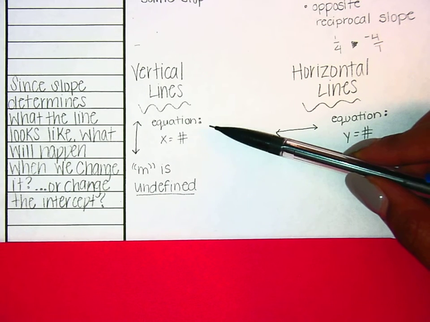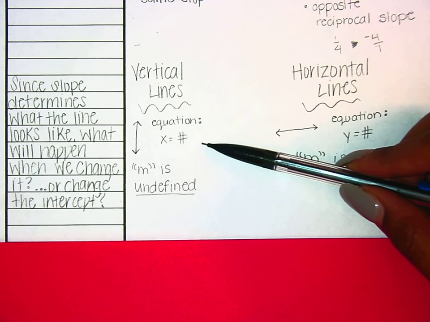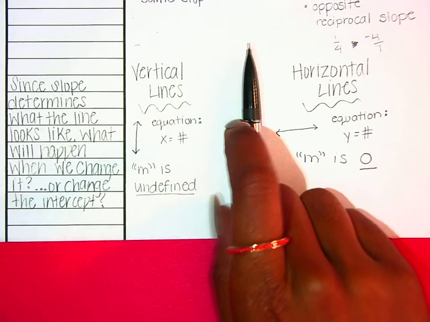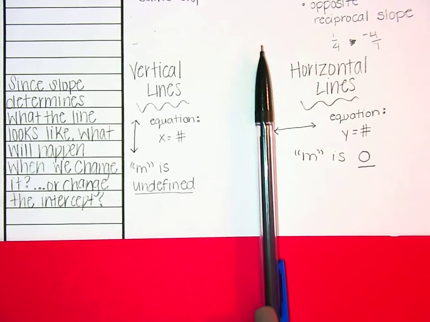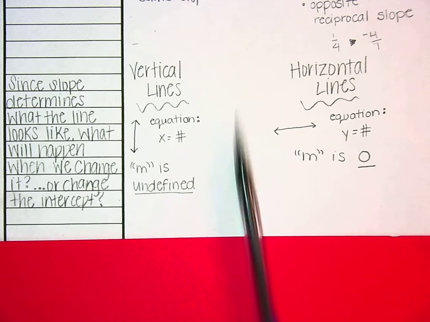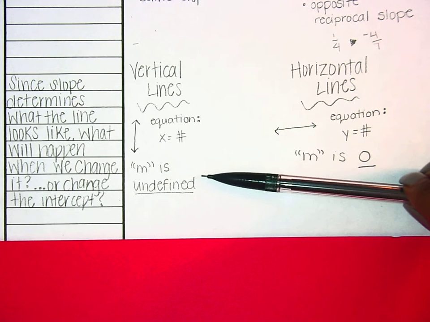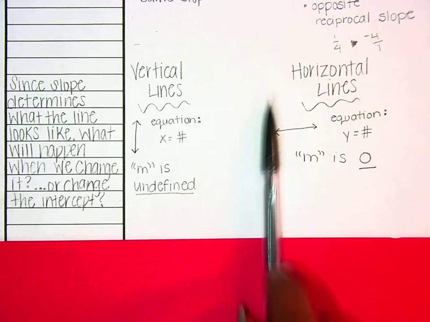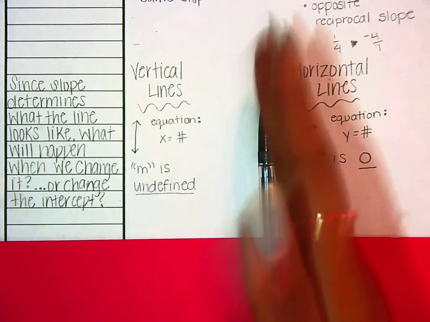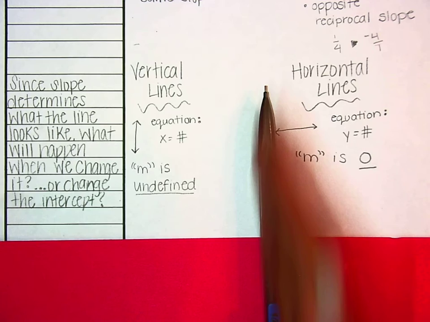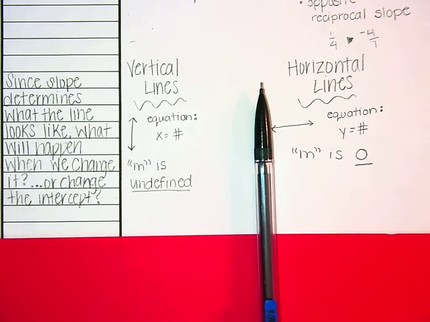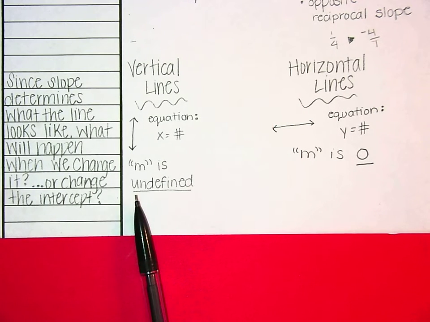Vertical lines have the equation x equals a number. So on a graph, if you have a line that goes straight up and down, you know that the equation for that line is x equals a number. The slope for a vertical line is always undefined. Because think about it. Can you climb a wall? No. Or could you climb a mountain that went straight up and down? No. We call that slope undefined.